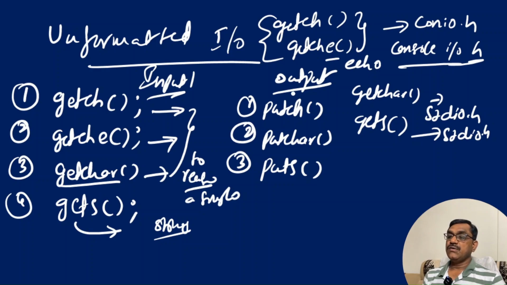Now, coming to the unformatted output, we have putch and putchar. These two are used to print a character, only a character.